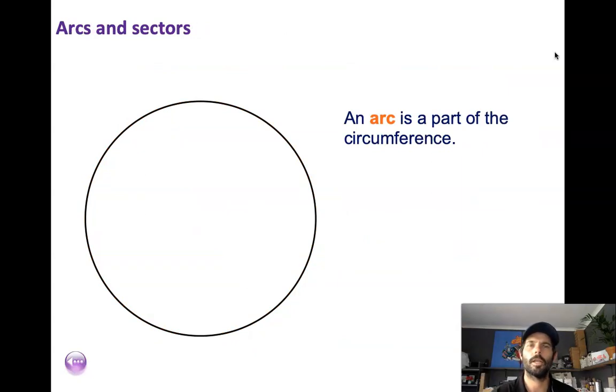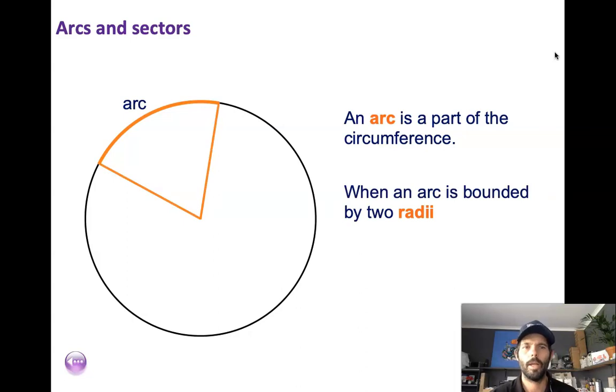Then we get arcs and sectors. An arc is a part of the circumference, any part, it doesn't matter how big it is. And when an arc is bound by two radii, so if I draw my arc and I join the ends of my arc to the center point of the circle, then I create a sector.